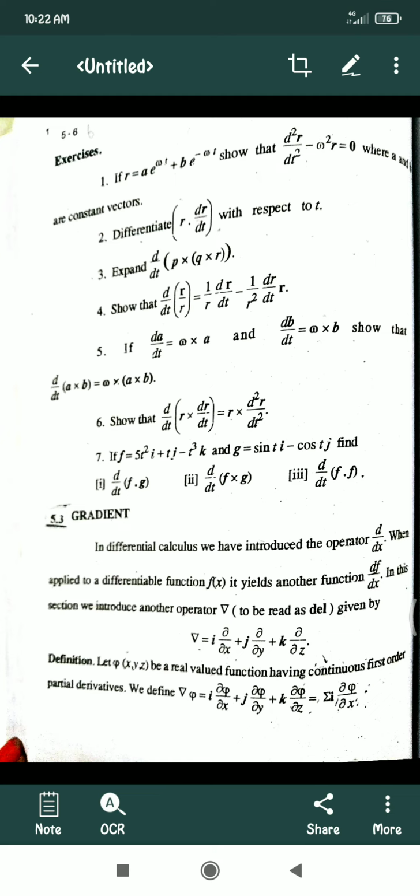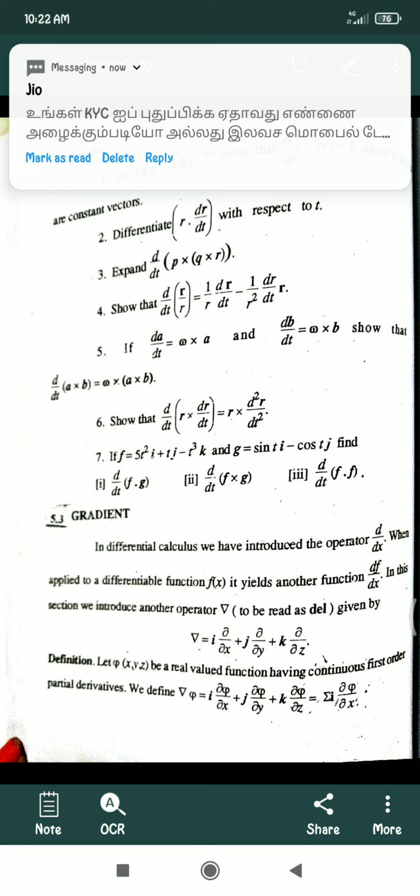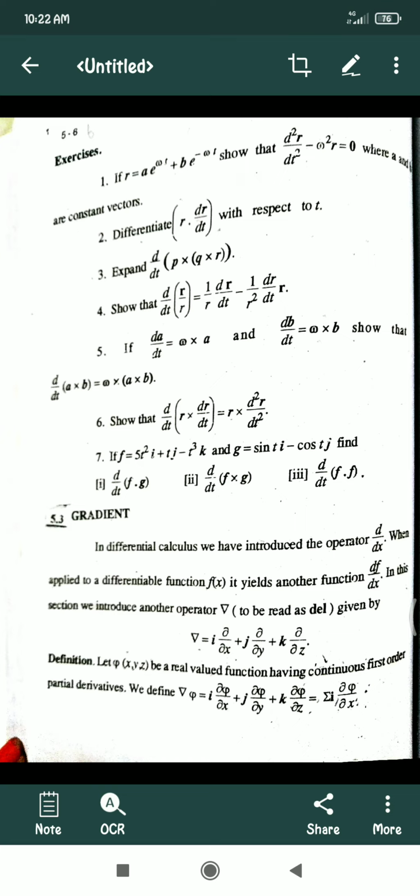Here we can construct these terms into a single term, which is constructed like summation i dou pi by dou x. So we summed the whole expression into a single term. So this is the definition of gradient.